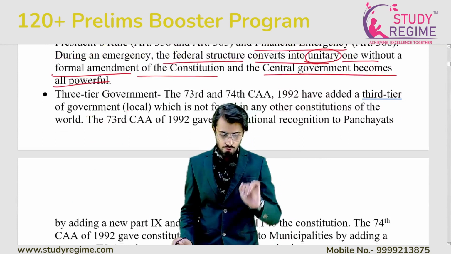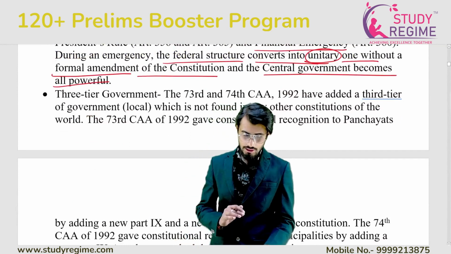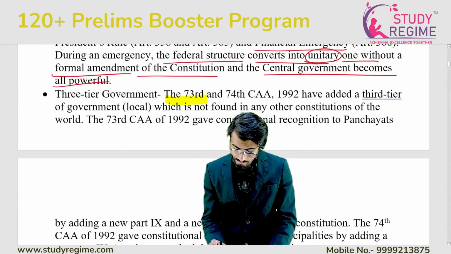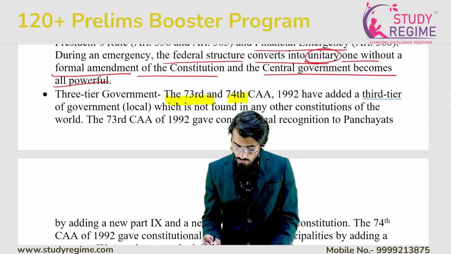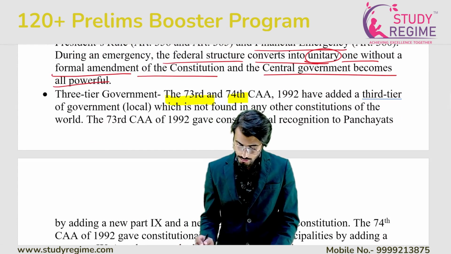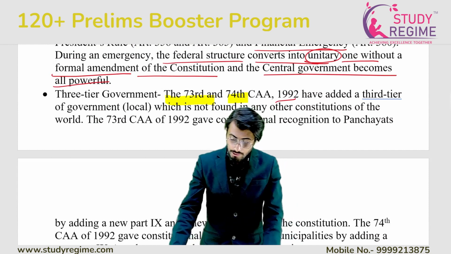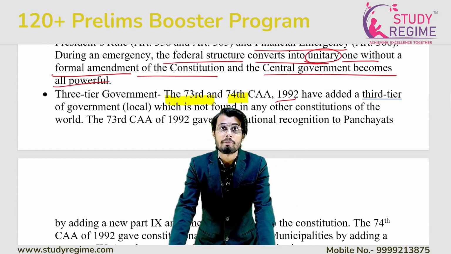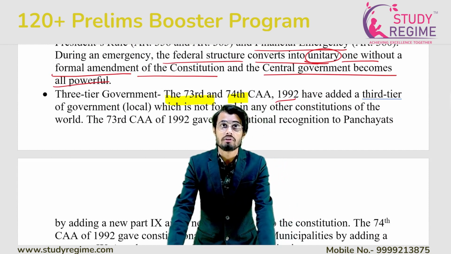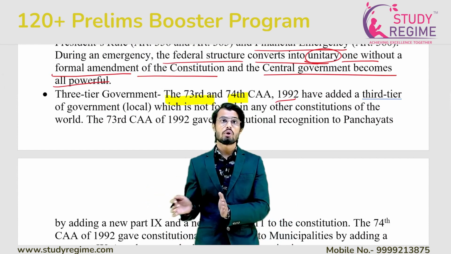There is a three-tier government system in our country, and it is in the 73rd Amendment and 74th Amendment of Constitution, especially in 1992, which added the third tier of government, that is local, which is not found in any other constitution of the world.